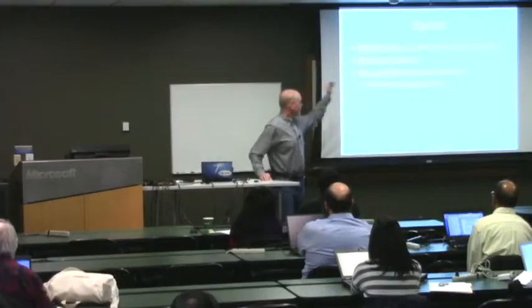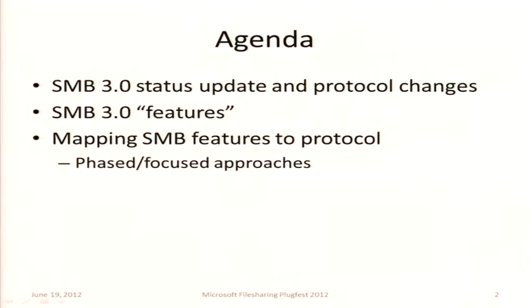So first off, I want to give you a status update. This status update is getting a little bit old. You've probably seen it before. It happened back in April, but only about 2 months ago. So if you blink, you might have missed it. I want to list the SMB3 features, and then I want to map them to the protocol and maybe motivate a phased approach.